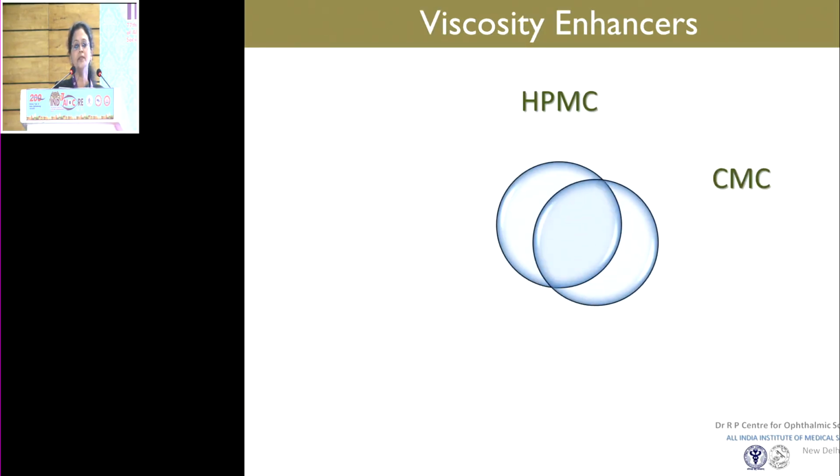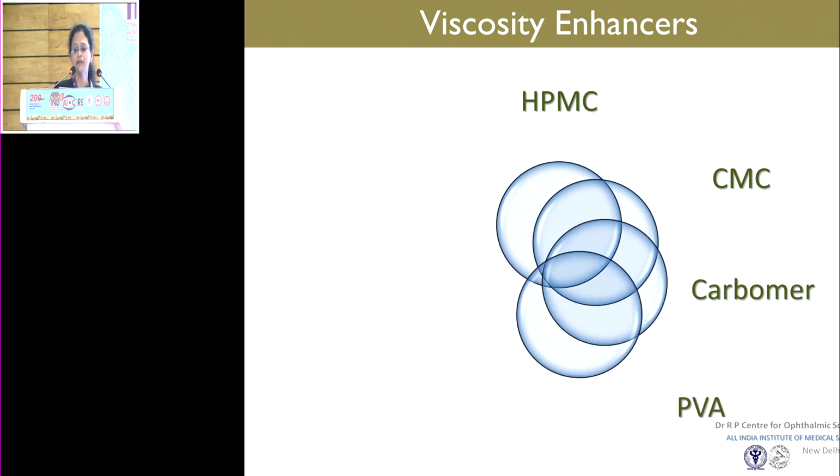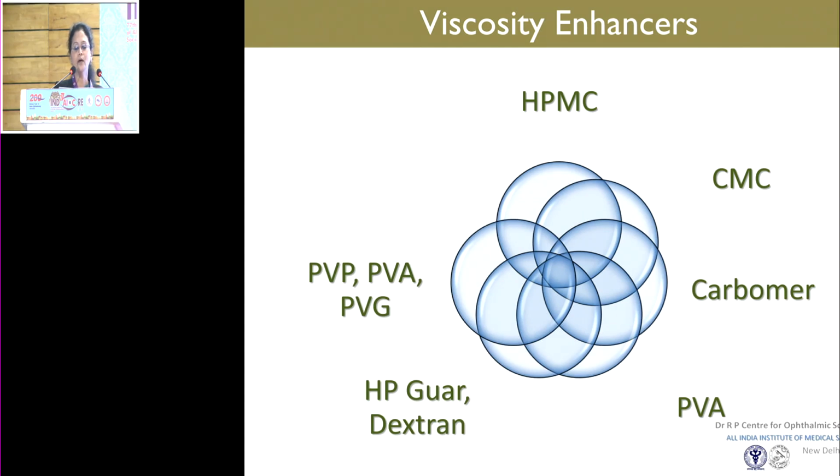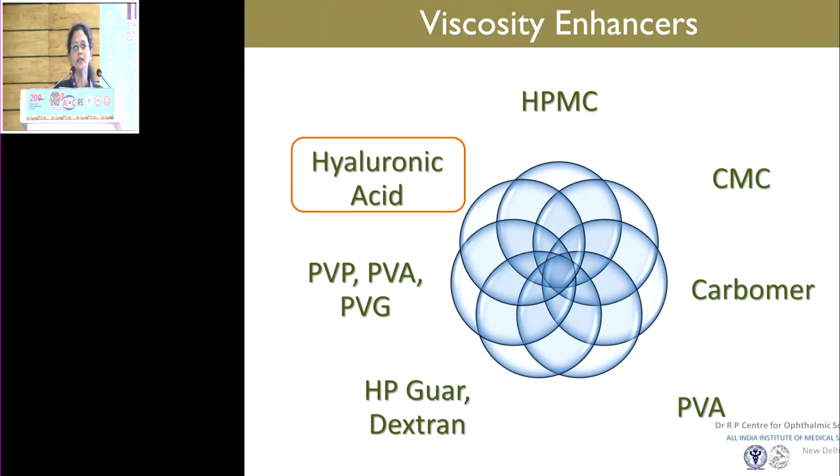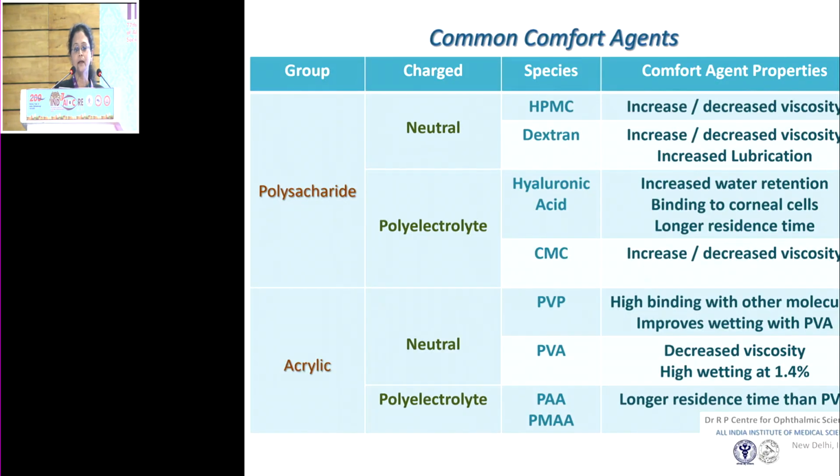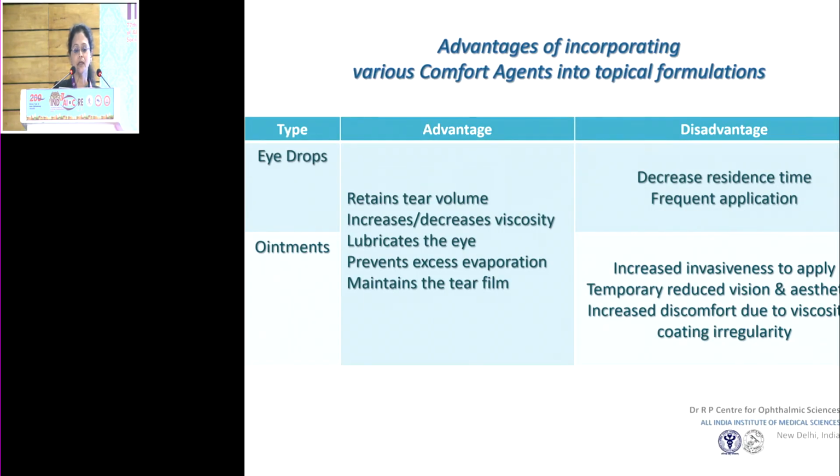So what are the polymers you have with them? You are again spoiled for choices. You have HPMC, CMCs, carbomers, polyvinyl alcohols, pyrrolidones, and hyaluronic acids, dextrans. So the choices are multiple here, and they are basically based on two classifications, whether they are neutral charge particles or polyelectrolyte charge particles, all performing the very important task of enhancing the ocular surface viscosity here and also improving the wettability of the ocular surface.